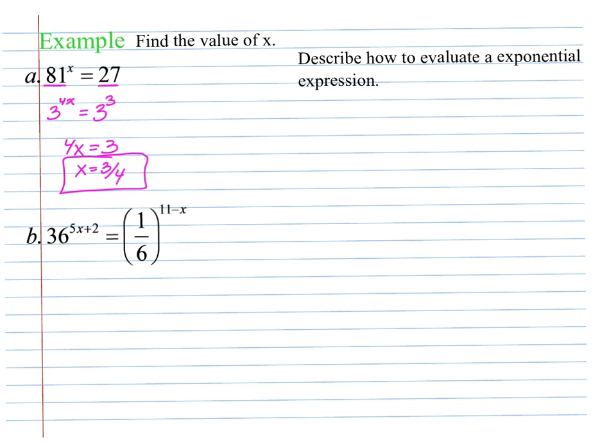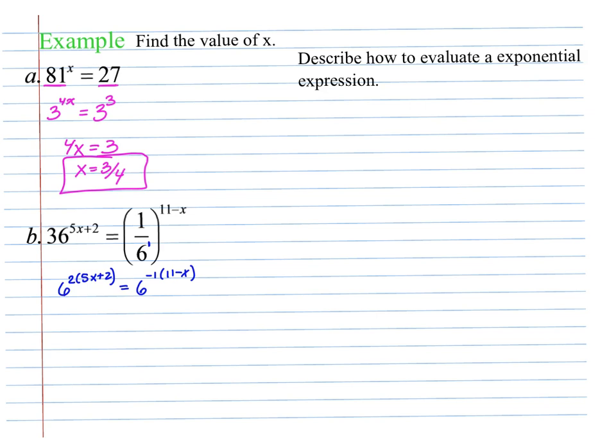For B, it's kind of the same thing. You want to make it into powers of 6. So we know that 36 is 6 squared. So we're going to have 6 squared times that 5x plus 2. And we know that this is 1 over 6 to the 1 power. We're going to move that 6 to the numerator. So we're going to have 6 to the negative 1 times 11 minus x.